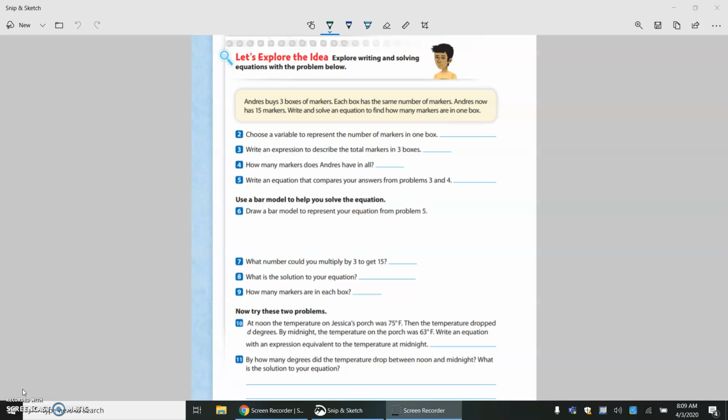Alright, our problem says Andres buys 3 boxes of markers. Each box has the same number of markers. Andres now has 15 markers. Write and solve an equation to find out how many markers are in one box. Choose a variable.